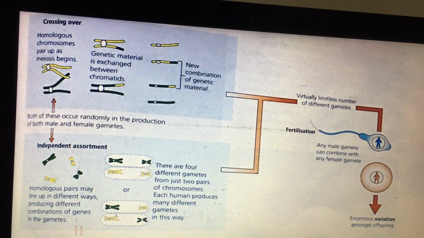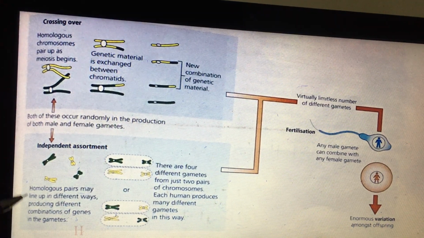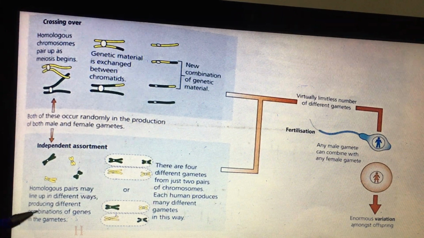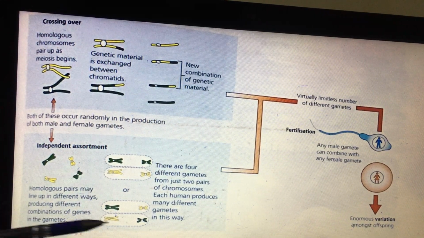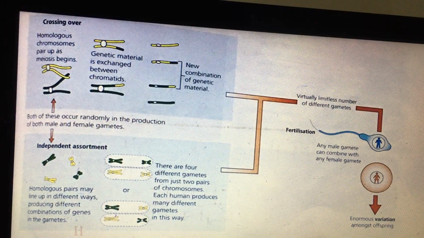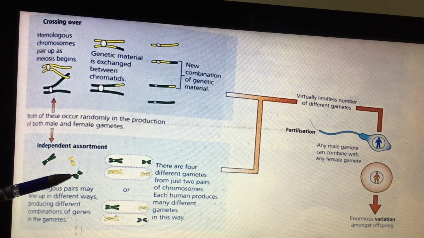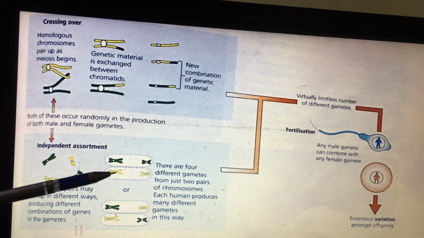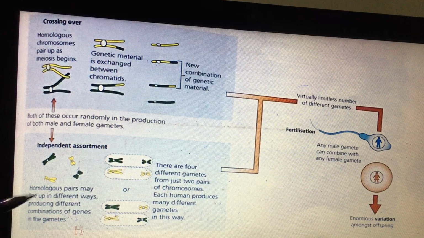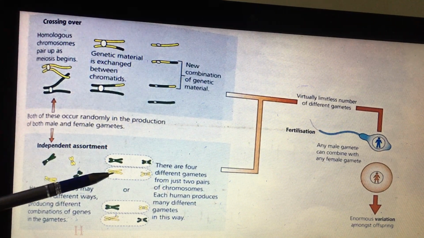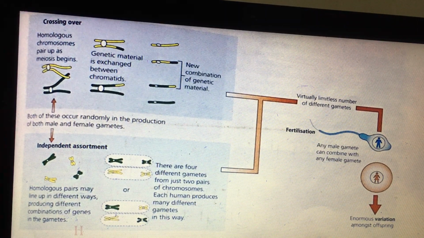Okay, the second way is independent assortment. Here we have homologous pairs. We have 4 homologous pairs, and those pairs may line up in different ways, producing different combinations of genes in the gametes. So there are 4 different gametes from just 2 pairs of chromosomes. Each human produces many different gametes in this way. So this one will, for example, pair with this one, they will produce the first gamete, this one with this one, the second gamete, and also here we can make different gametes. So we have variation here also. Homologous pairs may line up in different ways, and that will cause variation.